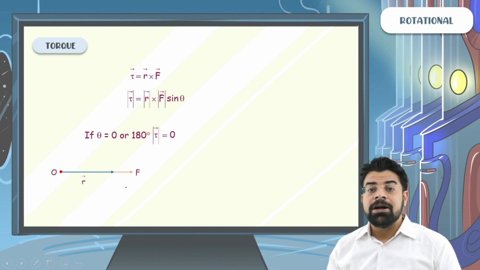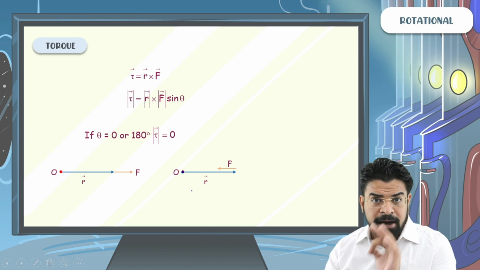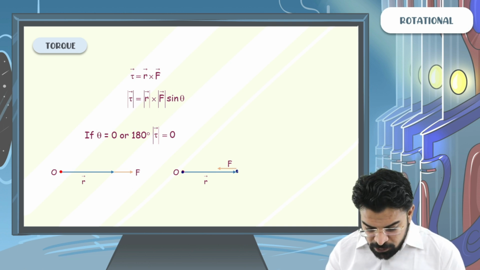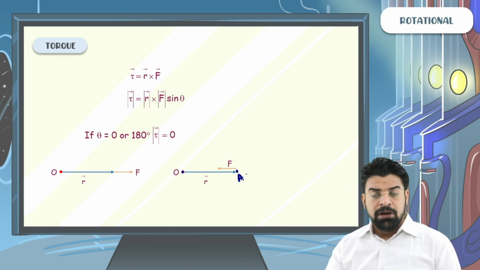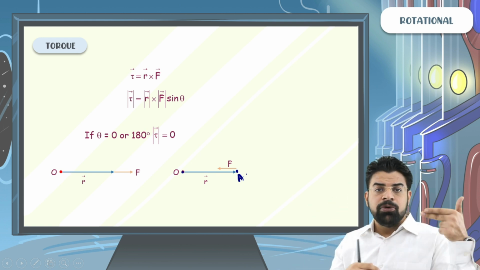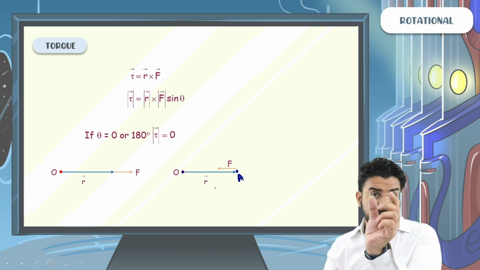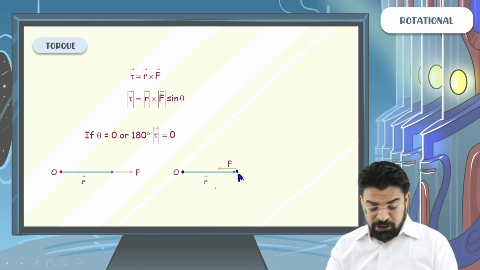Or if theta becomes 180, let's say there is a point O about which you are trying to write the torque of a force acting on a point A such that the position vector and the force vector are antiparallel. Then the angle between the two vectors is the angle between them when they are joined tail to tail.